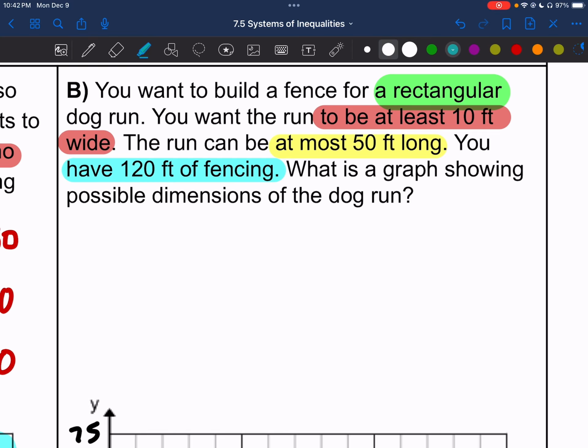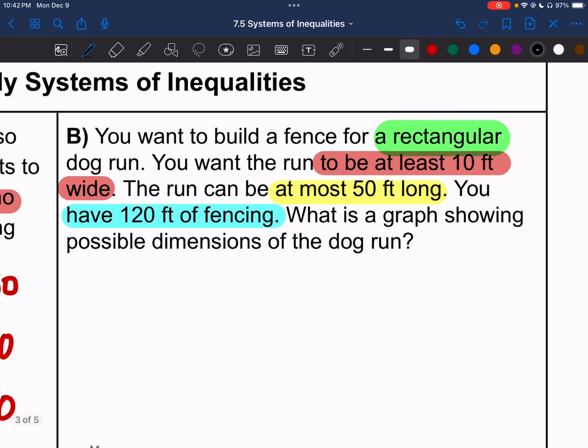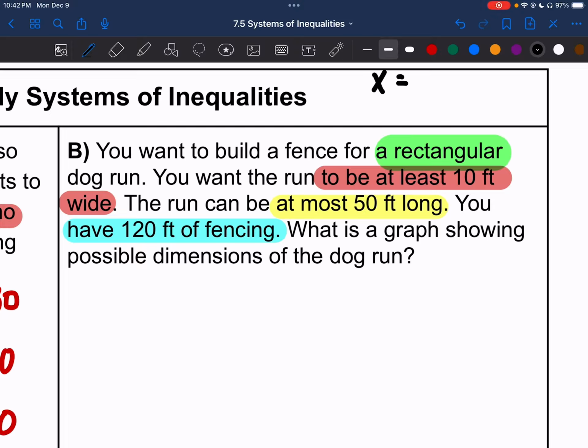Well, before we can write any equations, we need to know what our variables are going to be. And we're talking about a rectangle, and we're talking about a fence around it, so we're looking for perimeter. So perimeter, usually we're working with length, so x will be length, and y will be width.